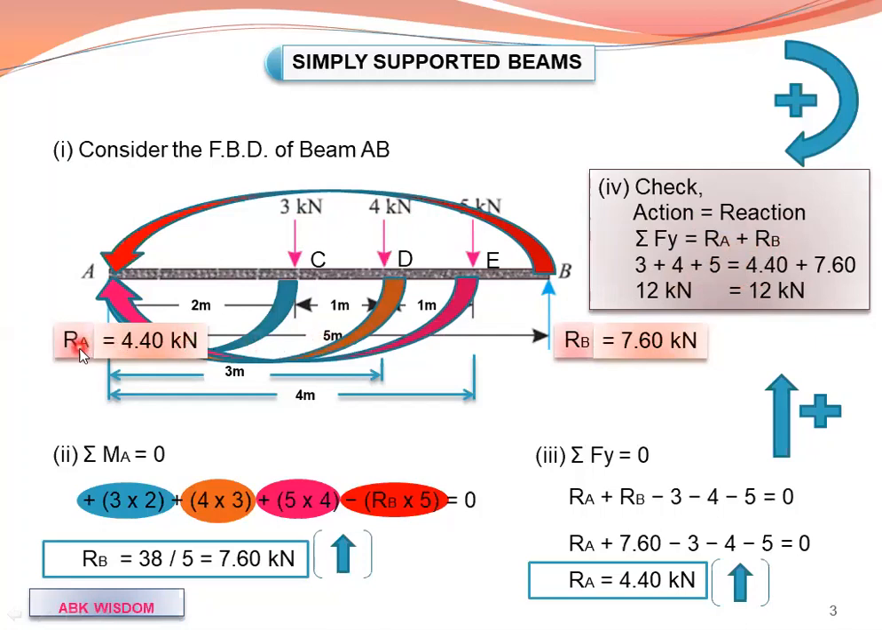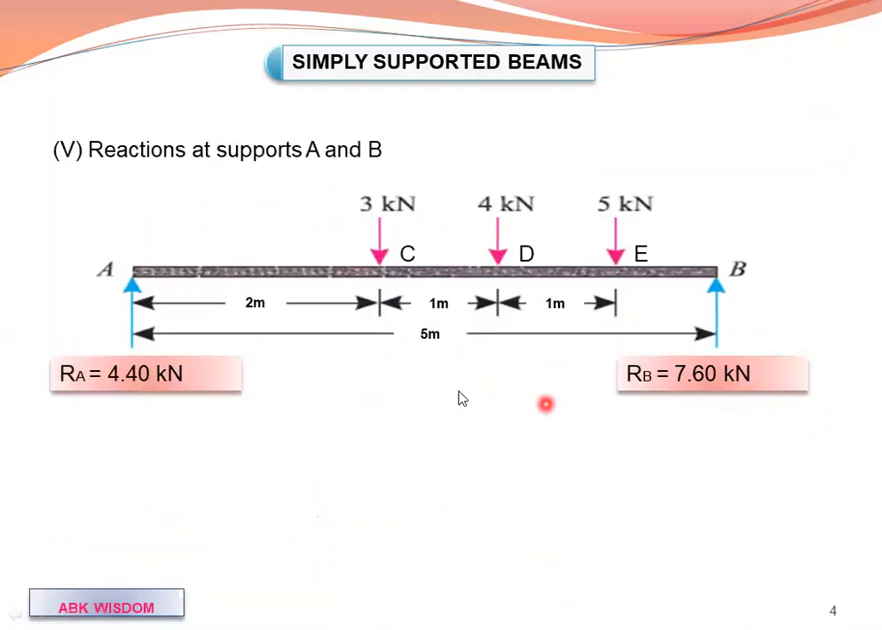The reactions are nothing but the support reactions Ra and Rb, the summation of these reaction forces. So therefore, we will be able to know whether we have calculated the problem correctly or not. And at the end, what we were asked to find is the reaction at A and B. As you can see, support A is exhibiting a reaction of 4.4 kilonewton and support B is giving a reaction of 7.60 kilonewton.